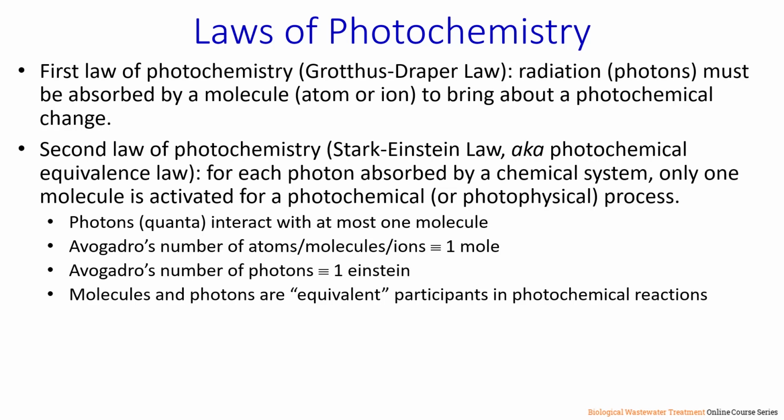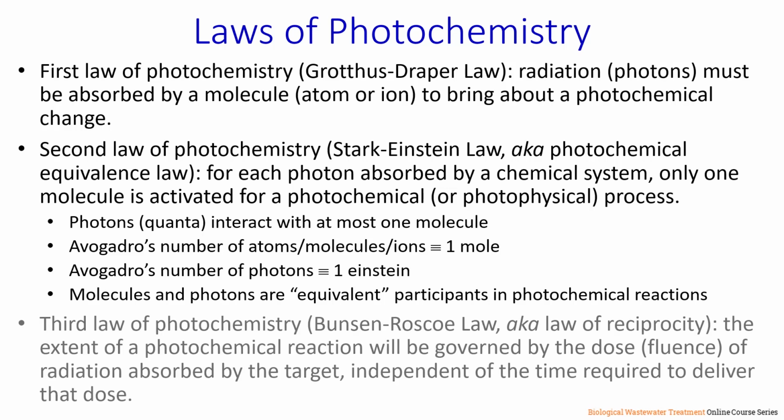Specifically, molecules and photons are treated as equivalent participants in photochemical reactions. The third law of photochemistry, also known as the Bunsen-Roscoe law or the law of reciprocity, states that the extent of a photochemical reaction will be governed by the dose, or more formally the fluence, of radiation absorbed by that target, independent of the time required to deliver that dose.